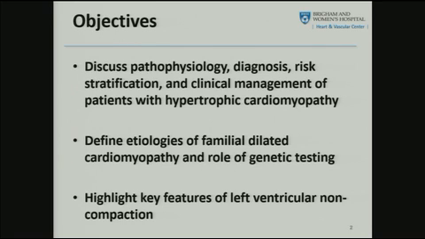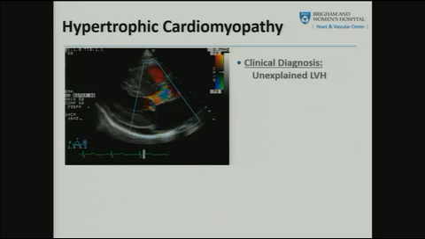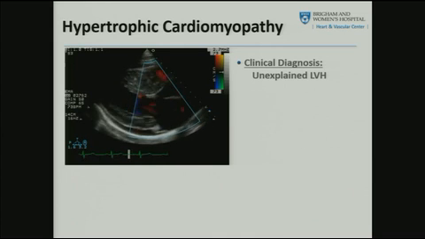Define the etiologies of familial dilated cardiomyopathy and the role of genetic testing, and we'll talk finally a little bit about this entity of non-compaction, which also occasionally is a topic on the boards. So this is a patient with hypertrophic cardiomyopathy and the typical systolic anterior motion of the mitral valve resulting in dynamic left ventricular outflow tract obstruction.